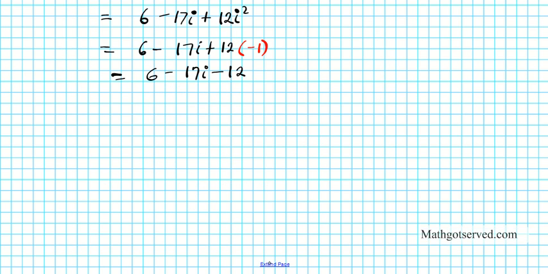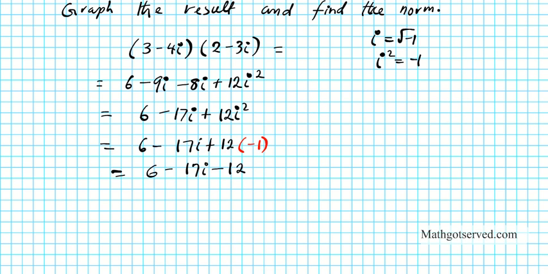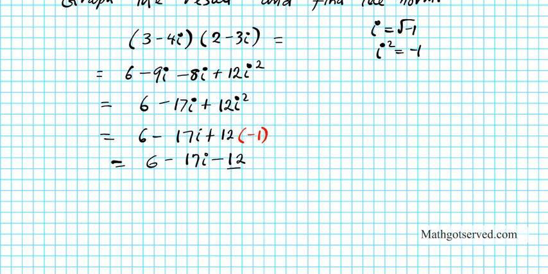Combining like terms, I'm going to combine 12 and 6. What is minus 12 plus 6? We subtract and keep the sign of the bigger one, right? So that's going to give me negative 6 minus 17i. And there goes my answer. Alright? So I'm going to call this final result I just got, this product, Z. Calling everything Z, huh? So I'm going to call this Z.